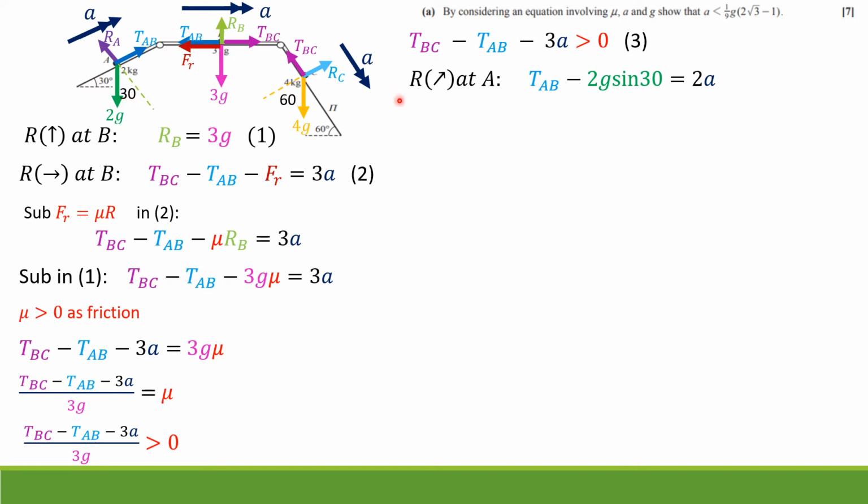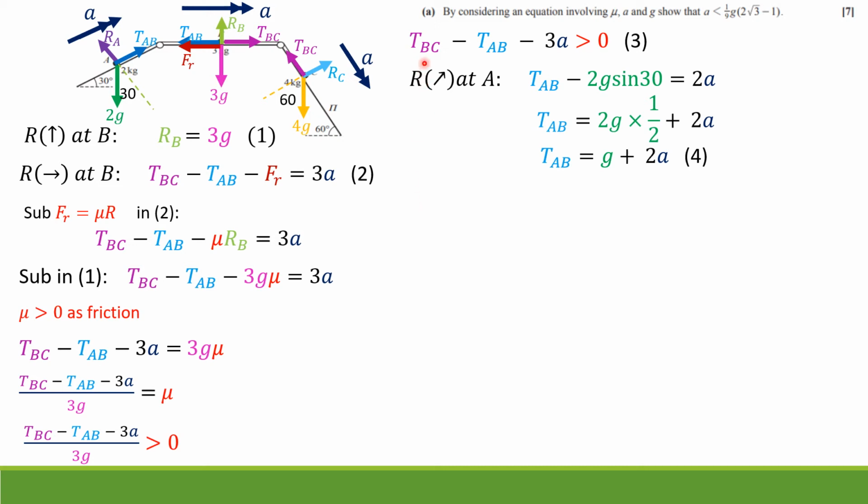I can rearrange this to find TAB, which will give me, adding 2g sine 30 to both sides, 2g sine 30 plus 2a. Now sine 30 is a half, so I've got 2g times a half, the 2 and the half cancel just to leave me with g, so TAB is g plus 2a, which gives me equation 4. So I'll be able to substitute equation 4 into equation 3 now, instead of writing TAB.